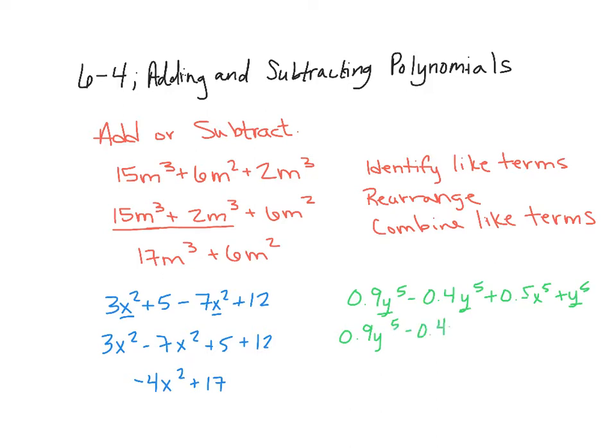Now if you can identify your like terms before you write the problem out, you can just write the problem out in order, or with the like terms together. So you could just start with writing that out if you want. And then we combine our whole numbers. So 0.9 minus 0.4 is 0.5, or 1/2, and 1/2 plus y, which has a 1 in front of it. If you can't see it, it's a 1. So we get 1.5y, and our exponent stays the same at 5. And then we have nothing to combine with the 0.5x to the fifth because there's no more x's. So we just bring that straight down and tack it on to the end.